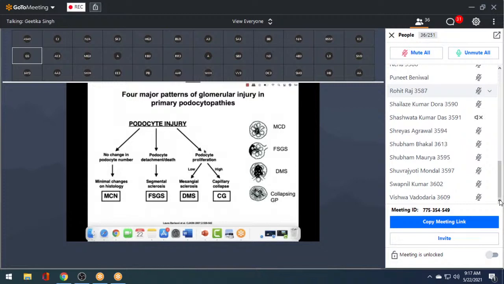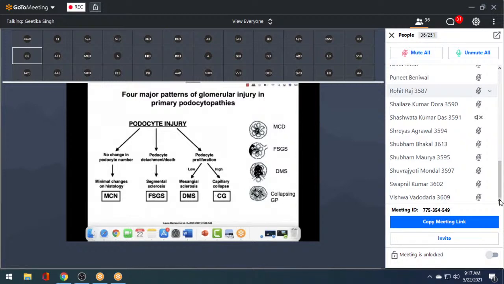Now, the third type of podocytic injury is a podocyte proliferation. Okay. Now, if this podocyte proliferation is associated with this look of mesangial sclerosis, and it's a low-level podocyte proliferation, like you can see here, it results in a morphology called diffuse mesangial sclerosis. If podocyte proliferation is very, very high, so much so that the epithelial proliferation just collapses the underlying tuft, this results in the morphology which is called collapsing glomerulopathy.